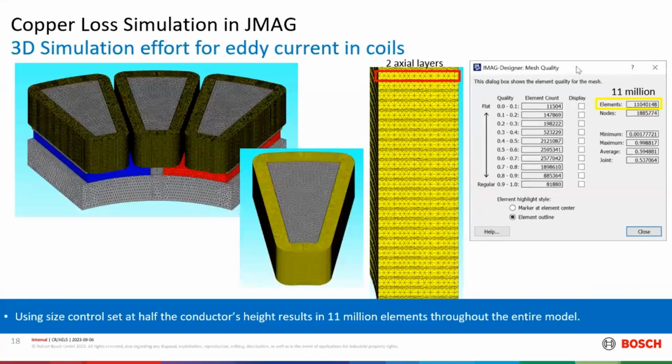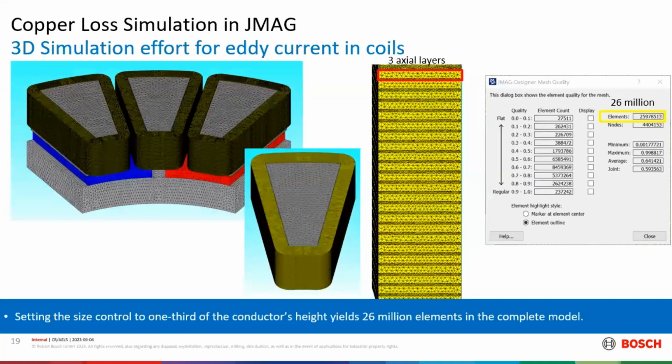But the problem is, if I simply apply size element control within the coils, with a size control of half of the conductor height, so that I have 2 axial layers for each conductor, then the number of elements reaches 11 million. If I want to refine it to 3 layers, then this number reaches 26 million.